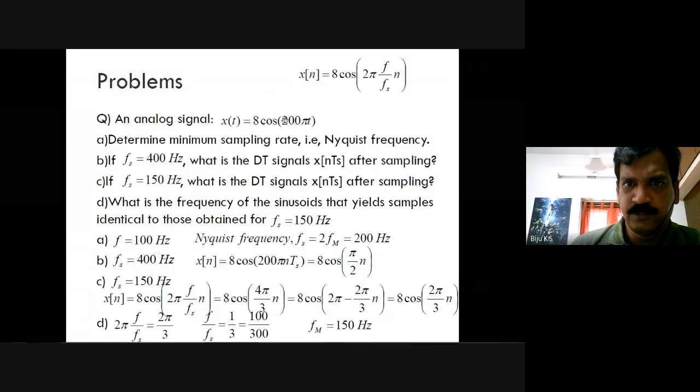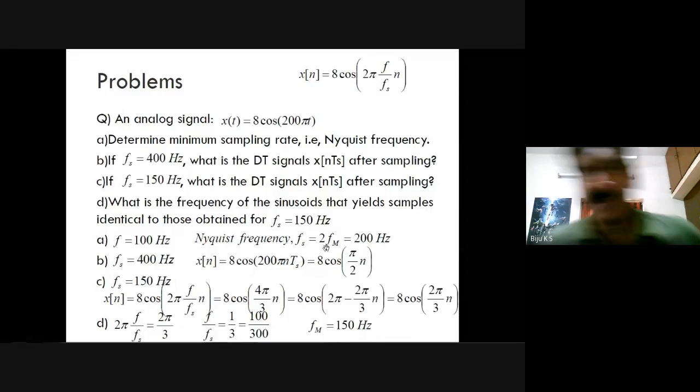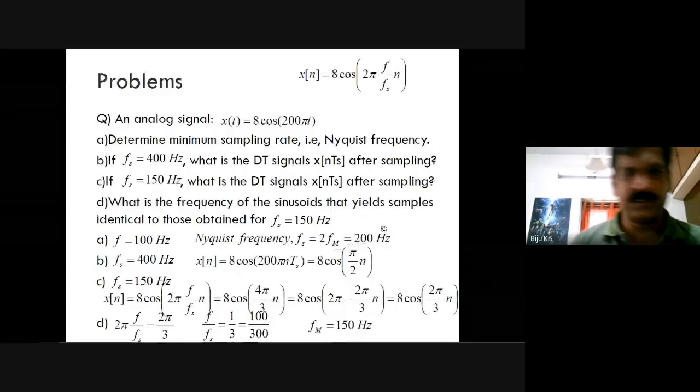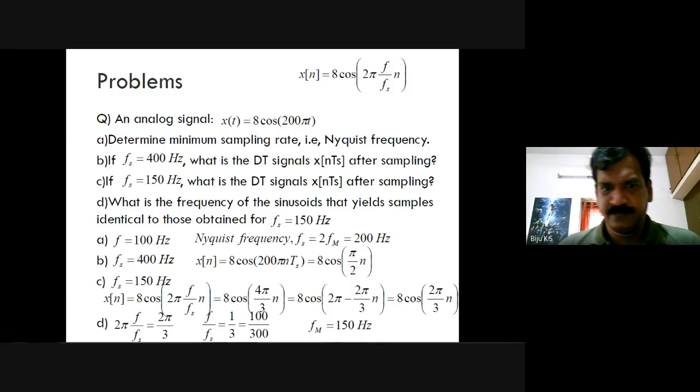So 2 pi f t, that is 100 into 2, 200 pi t. And the Nyquist rate, the Nyquist frequency, fs is equal to 2 into the maximum frequency, 2 into f, which is equal to 200 hertz. Okay, so the first problem is: what is the Nyquist rate, or minimum sampling rate, of this signal?